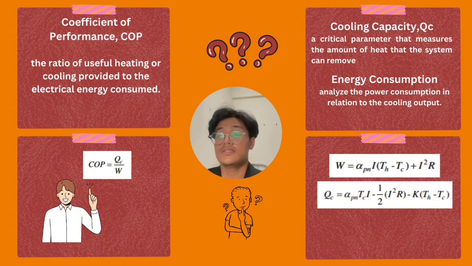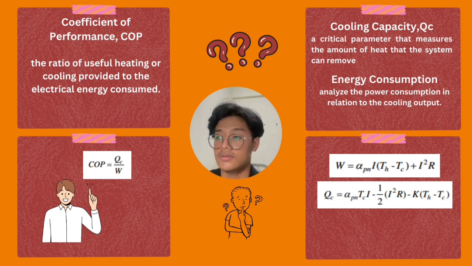Okay, COP is the ratio of useful heating or cooling provided to the electrical energy consumed. As you can see, the formula of COP is COP equal to cooling capacity divided by energy consumption. This COP is very important to the performance because if we get high COP, the performance will be greater.